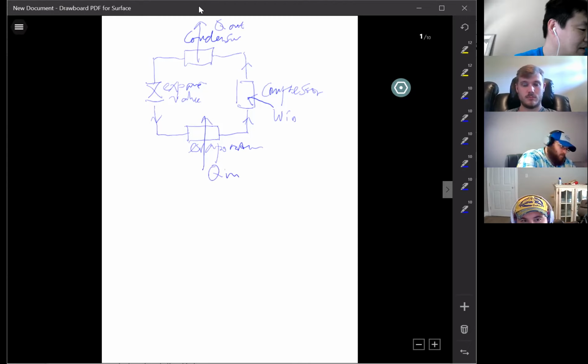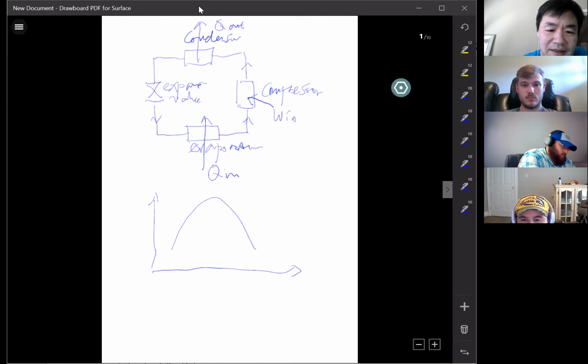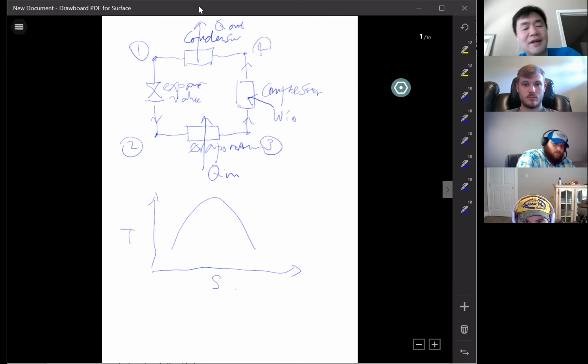Okay, so that's a system, right? So the TS diagram. Okay, anybody remember? I'll give you a TS diagram. You probably need to figure out the pH, okay, from the measurement. You have a dome, right? TS. Okay, let's say state 1, point 1, point 2, point 3, and point 4. Okay, let's look at point 2 to 3 first.